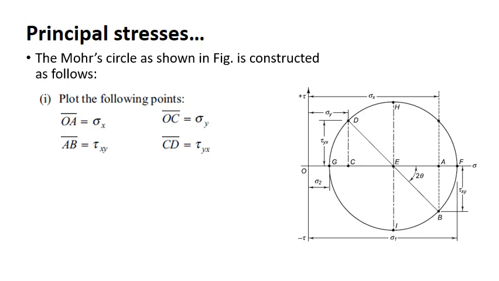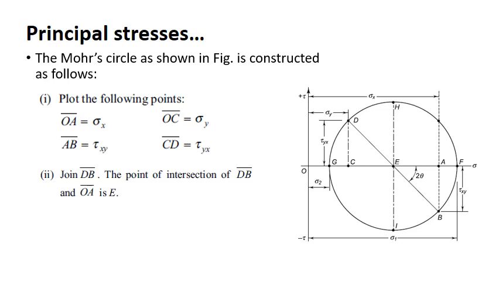So this line BD will intersect the x-axis, that is the sigma axis, at point E, which is the center of the Mohr circle, whose radius is ED. Now with E as center and ED as radius, you draw a circle. The circumference of the circle will intersect the sigma axis at 2 points, F and G.